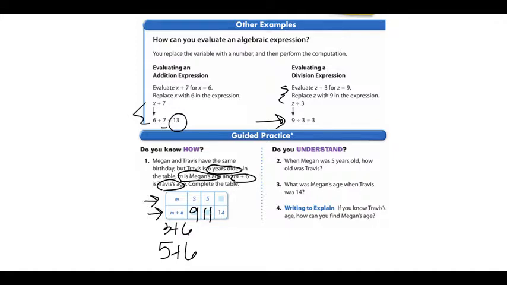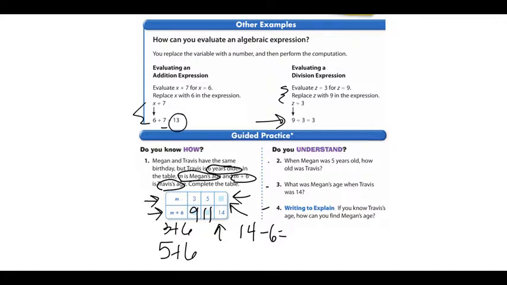Pause the video now, and I want you to try and figure out Megan's age. You're going to have to do the opposite operation because we just added to get Travis's age. Now we're going to have to subtract to get Megan's age. So when Travis was 14, how old was Megan? Pause, see if you can get it. If you were thinking 14, subtract 6, and whatever you get for that goes here for Megan's age. All right, so we just answered 2 and 3 and 4, except 4 it says writing to explain. If you know Travis's age, how can you find Megan's age?